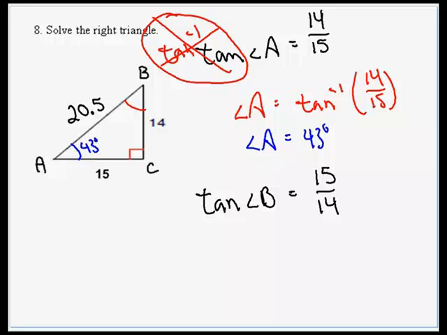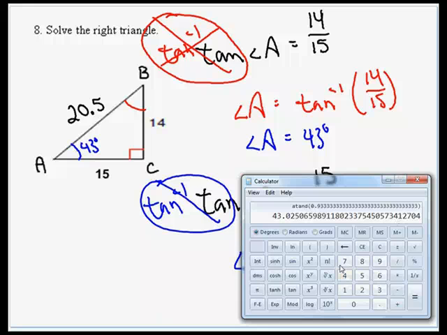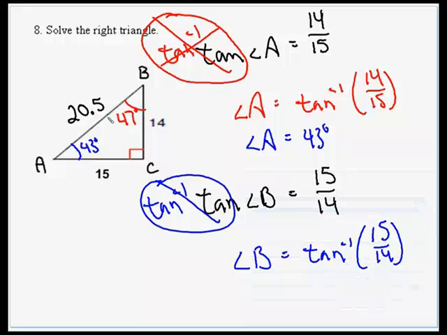We will take the tan inverse of both sides of this equation. Tan and tan inverse cancel. Angle B is the tangent inverse of 15/14. So 15 divided by 14 equals, there's our fraction, and we want to do inverse tangent. 46.97, we can round that up to 47. So 47 degrees.